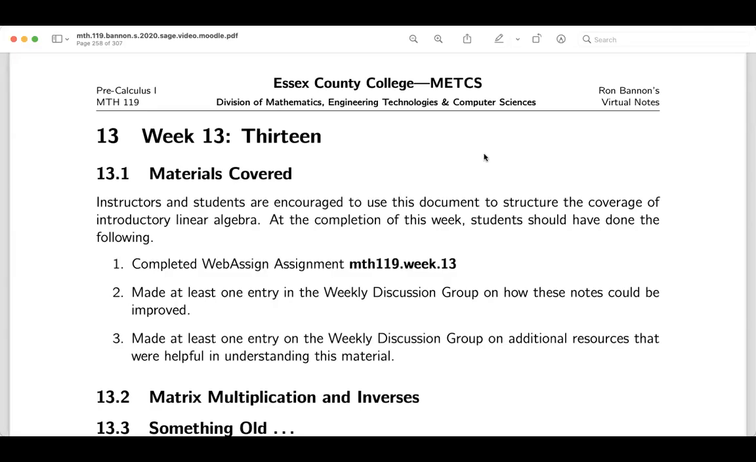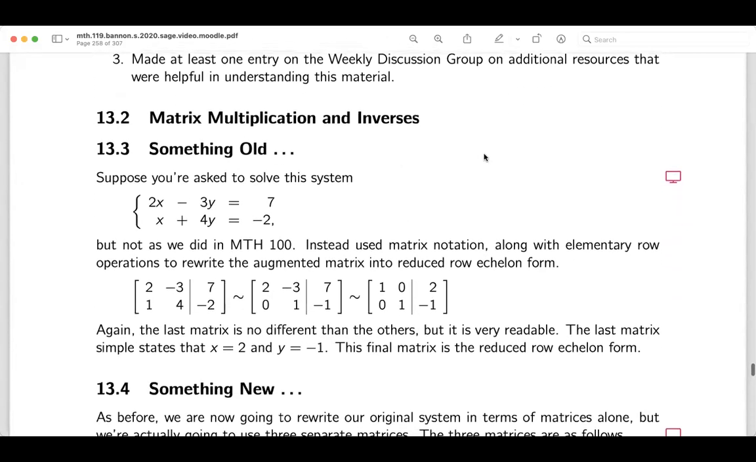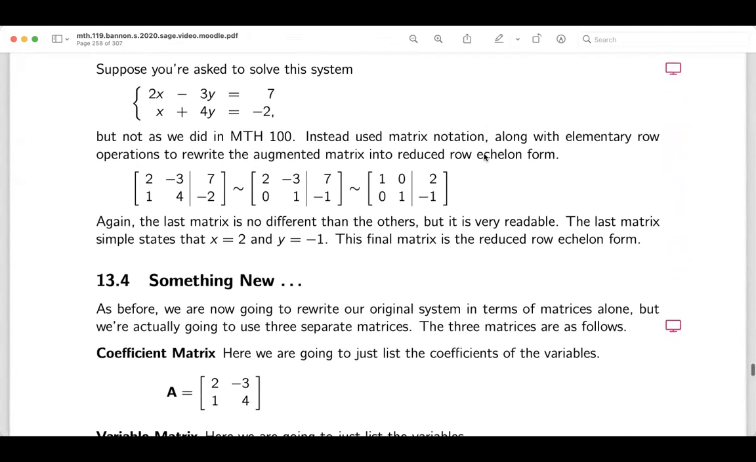Okay, so we're in week 13. We covered the material in week 13. Basically, we talk about matrix multiplication and inverses and how to use that to solve systems of linear equations.